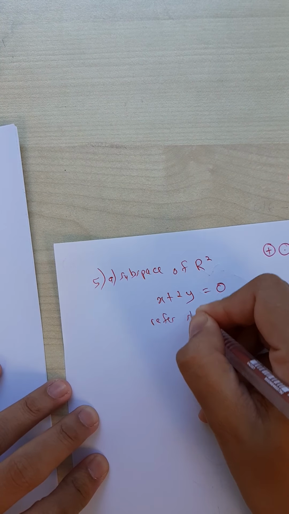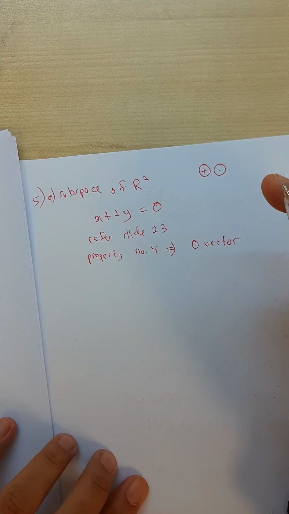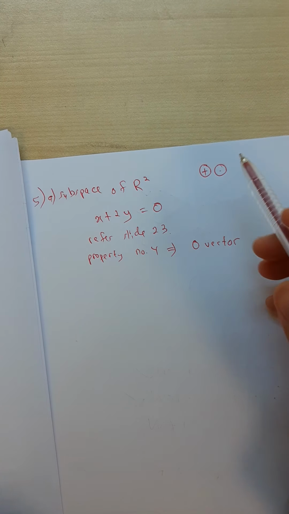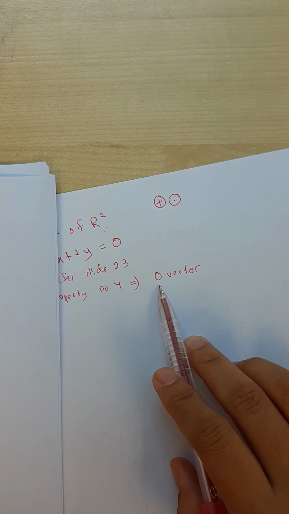Property number 4 is actually emphasizing the 0 vector. For a set to be a vector space or a subspace, you have to check the addition, the scalar multiplication, and also the 0 vector and so on. Basically, there are 10 properties that you need to check. All this while we have been concentrating on addition and scalar multiplication. Now I'm going to show you an example which plays around the 0 vector.